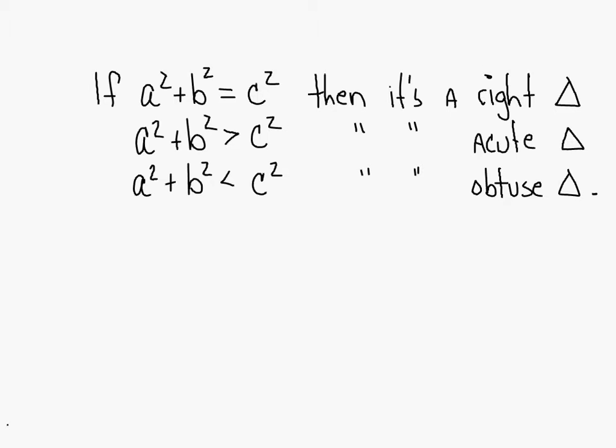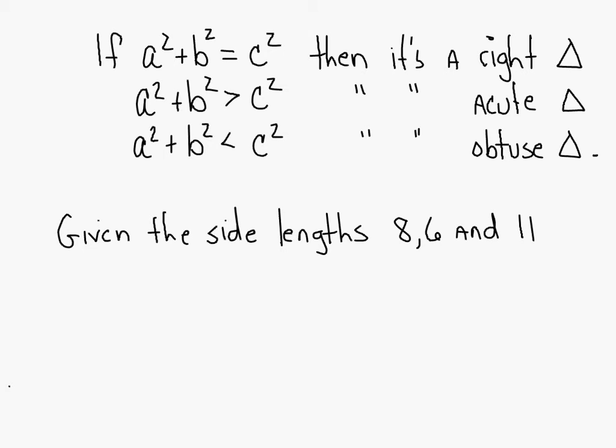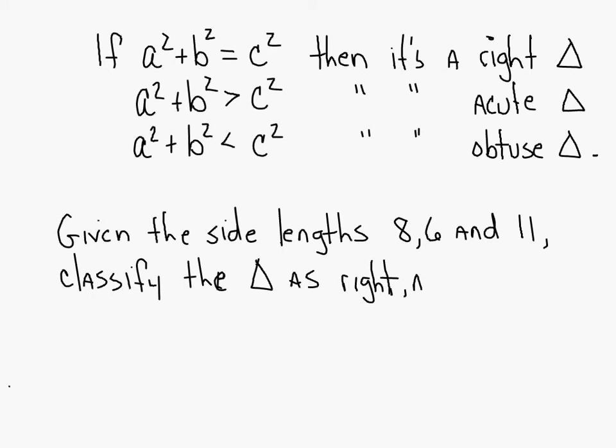So if you get a question like, given the side lengths 8, 6, and 11, classify the triangle as right, acute, or obtuse.